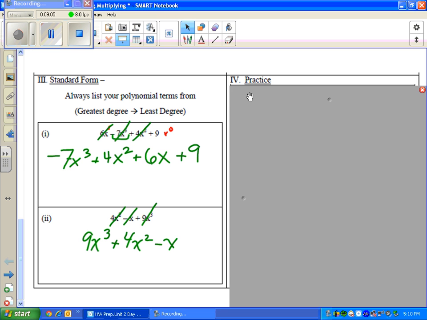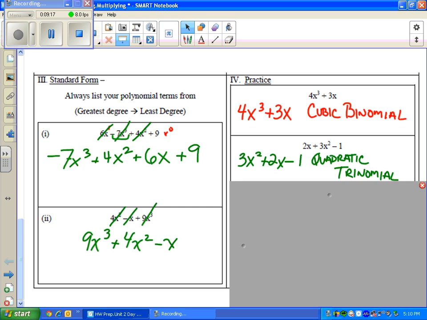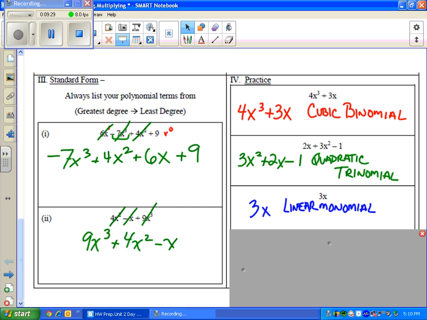Okay, let's reveal our answers here. On the first one, it was already in the correct order. There is 1 plus, which means there are 2 terms. The highest degree is to the third degree, so that would be a cubic binomial. On the second one, I'll rearrange the terms. X squared comes first. The highest degree is 2, so it's a quadratic. There are 3 terms, so it's a quadratic trinomial. On the third one here, it's already in correct order because there's just 1 term, which means it'll be a monomial. And the highest degree is 1, so it's a linear monomial.